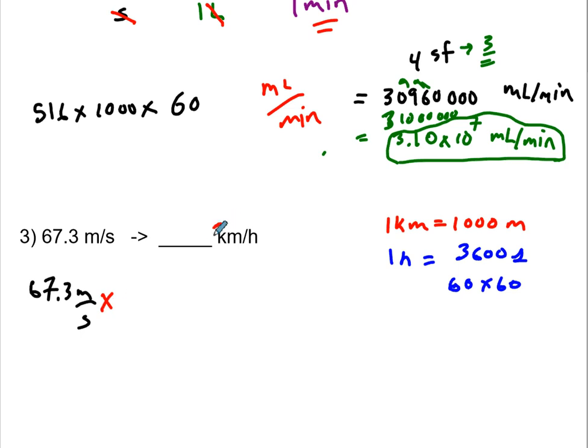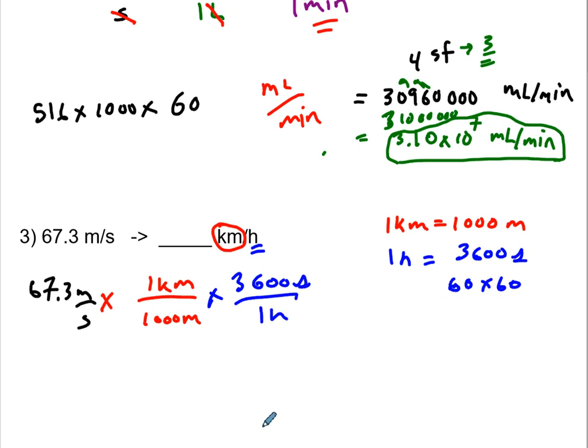Again, identify, you want kilometers on the numerator of my final fraction. So I have 1 kilometer over 1,000 meters. And you need hours in your denominator. So you have 3,600 seconds over 1 hour. All right. Again, we cross-reference everything. So meters are gone. Yay, that's good. We don't want meters. Seconds is gone. Yay, we don't want seconds. And definitely we're left with kilometer per hour.